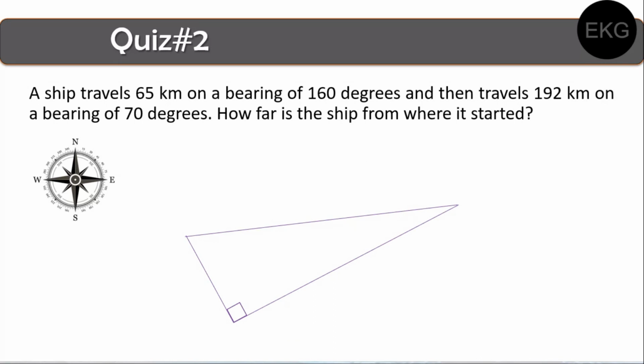Now looking at this triangle, this actually shows that this angle over here is equal to 90 degrees. And if we bring back the given from earlier, that is 65 kilometers and this is 192, then it will be easier for us to solve, knowing that our triangle is a right triangle. So the formulas we learned in previous videos, we can apply here since this is a right triangle. The answer for this problem, the distance from the ship to its initial position, is 202.7 kilometers.